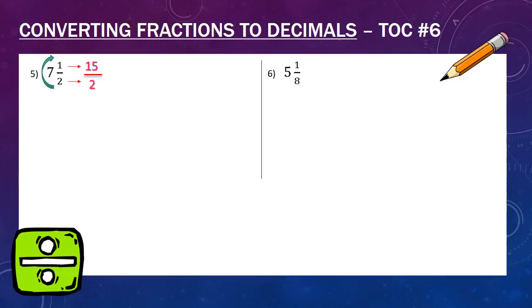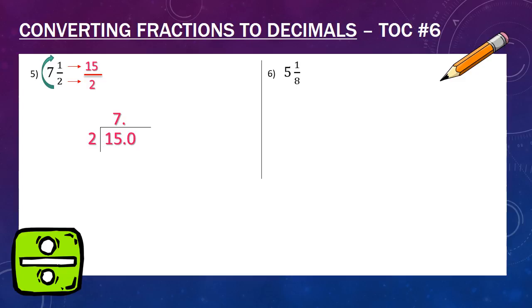Now we're ready to divide. Set up your division house. We're going to put 15 inside and then 2. Now notice, 2 goes into 15 7 times. Notice that that whole number in front of the decimal point is the same whole number that's in front of the fraction. So that's going to help you out a lot.